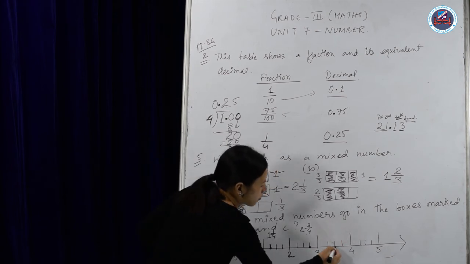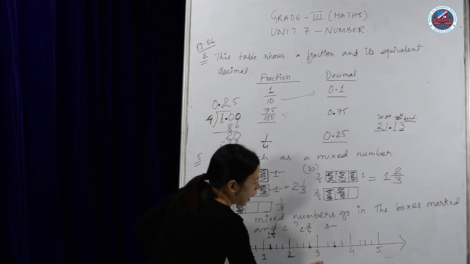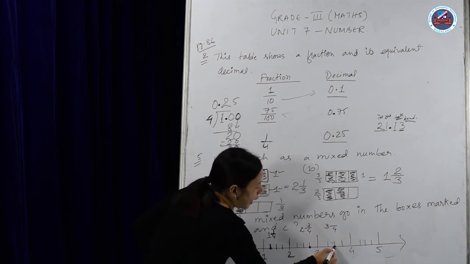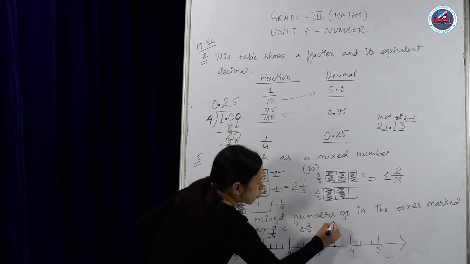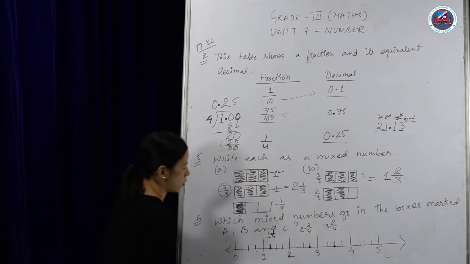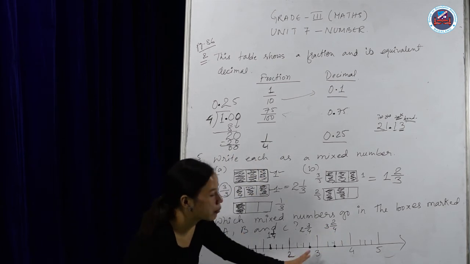Your C comes up to 3. So that will be your whole number 3. And then in each number there are 4 parts, so we write 4. And then this point stops at the second mark, 1, 2, right? So we write 2. So 3, 2 over 4. So that's how we find the mixed number using this number line scale.